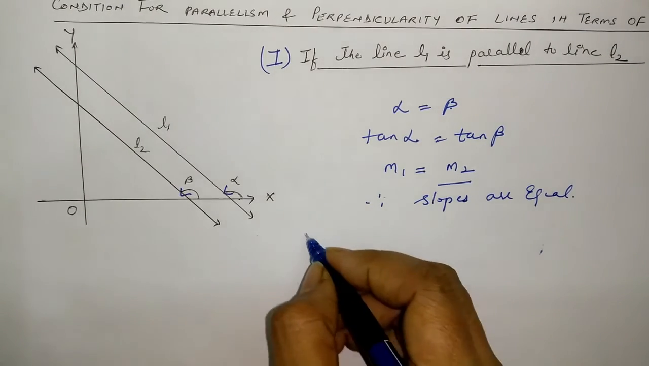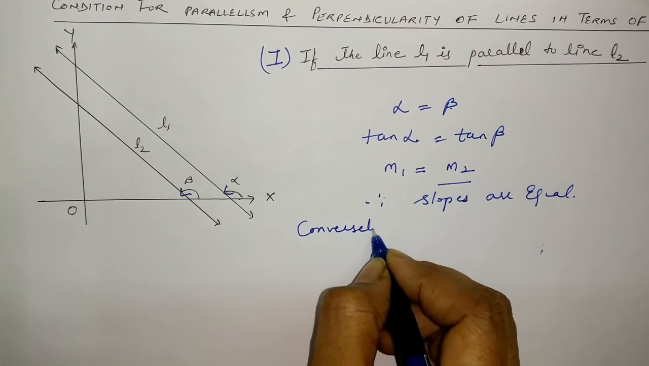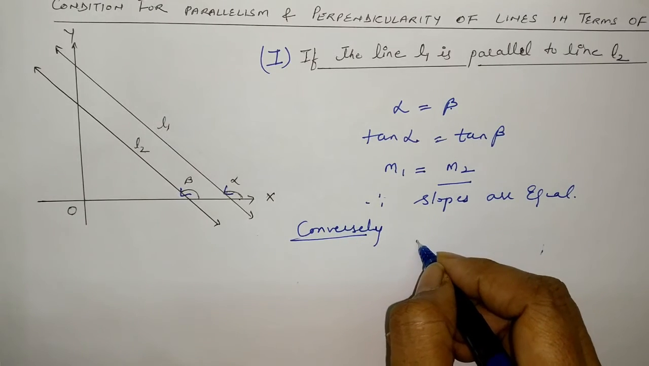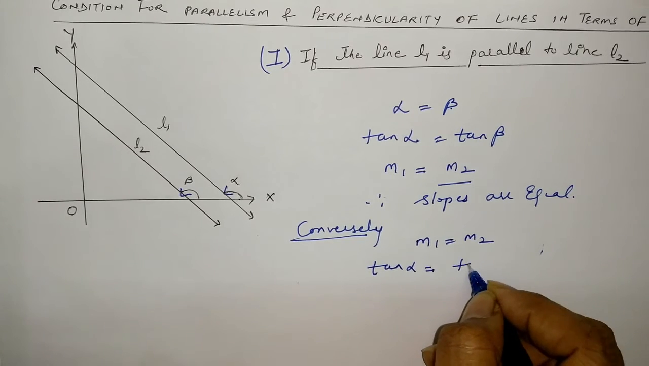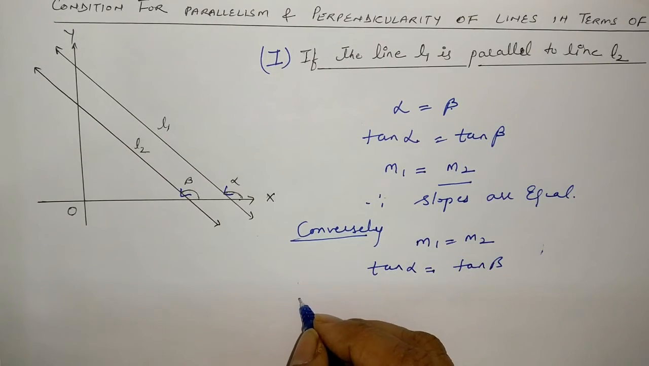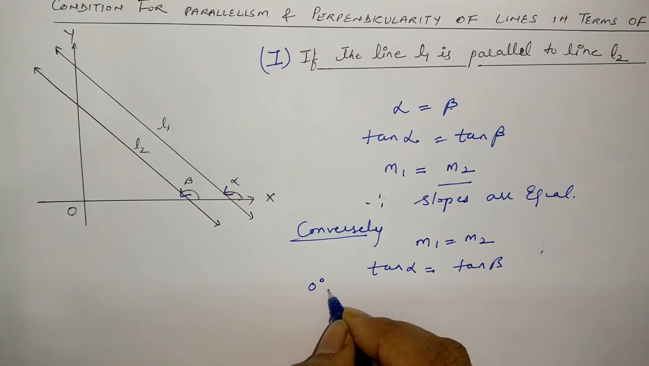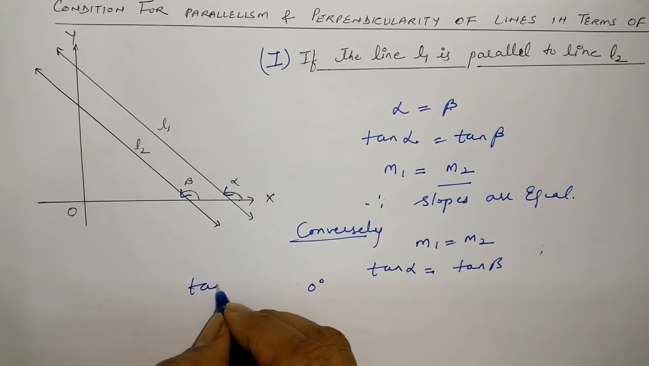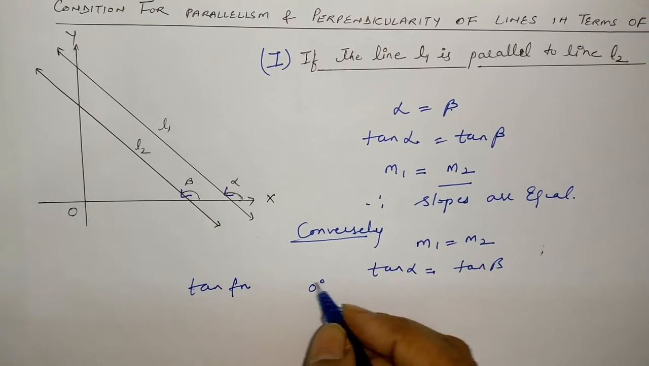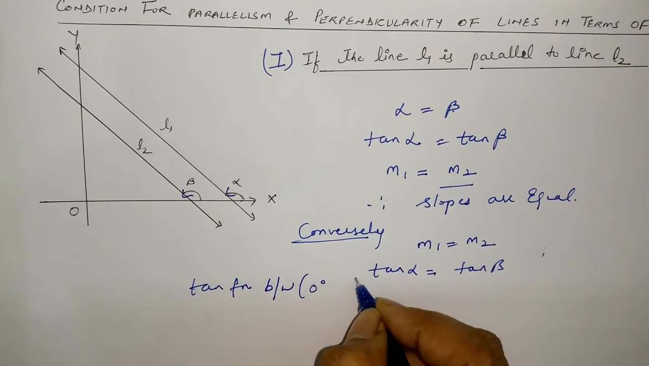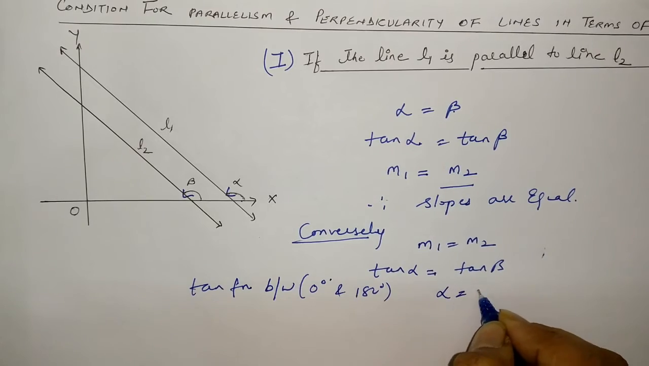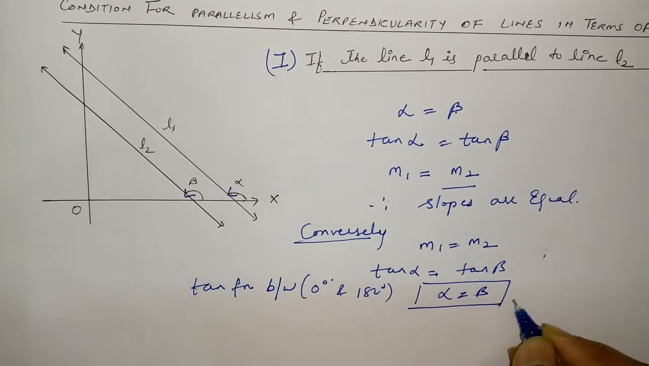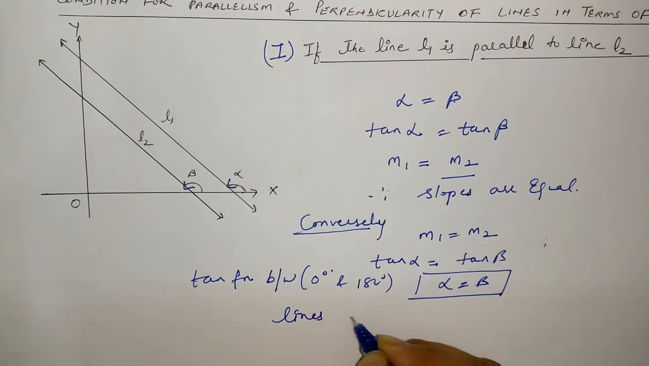Okay, if we take conversely, that is if slopes are equal, that is m1 equal to m2, then tan alpha is equal to tan beta. And here we are taking the angle for the tangent function between 0 degree and 180 degree. If tan alpha is tan beta, this implies alpha is equal to beta. So this shows lines are parallel.